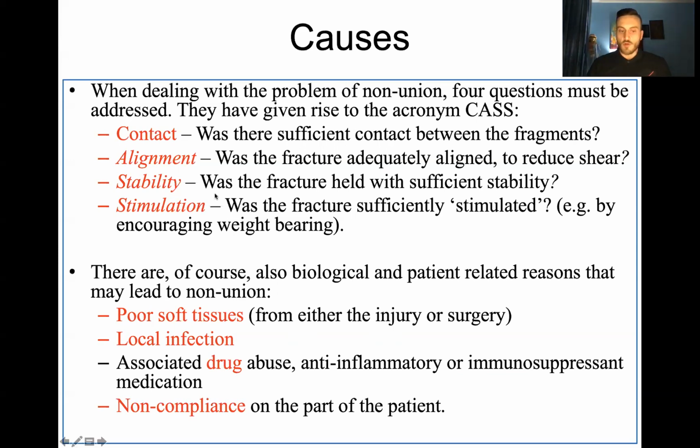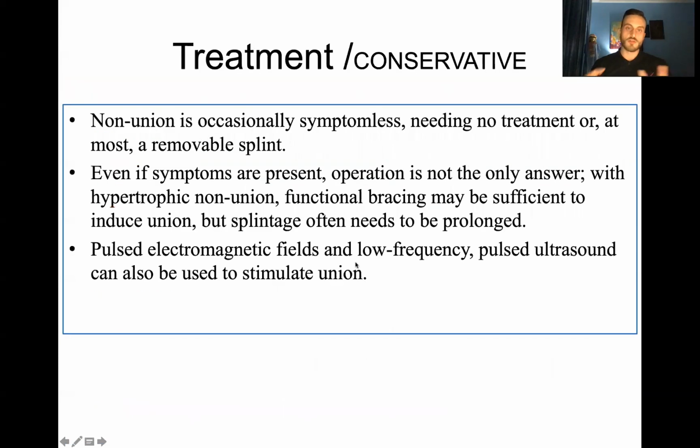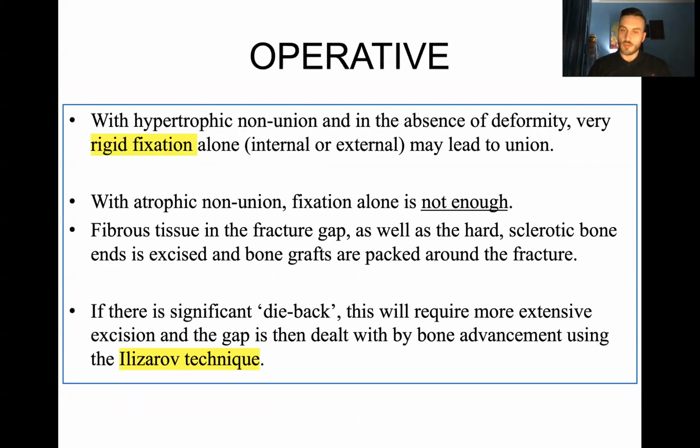For sure, you have to look for local infections, if the patient is taking any drugs, non-compliance, and poor soft tissue or high energy trauma. The soft tissue is not doing well. Usually we have to go for operative, usually for the non-union. What will happen in the non-union is that the patient will have a pseudo-arthrosis, a new joint.